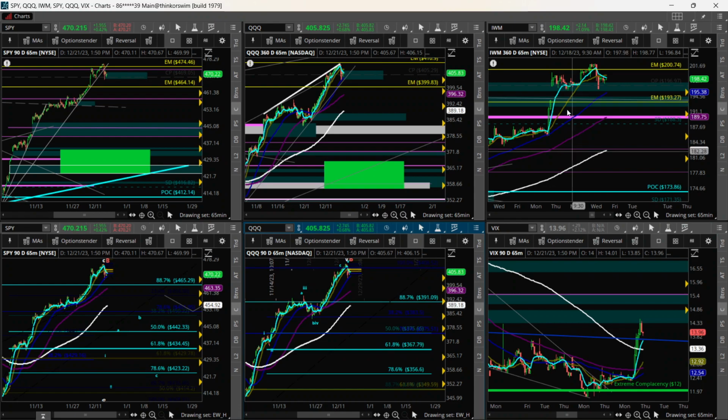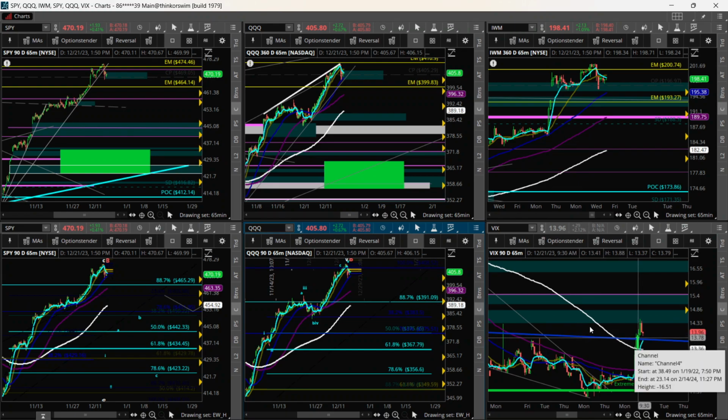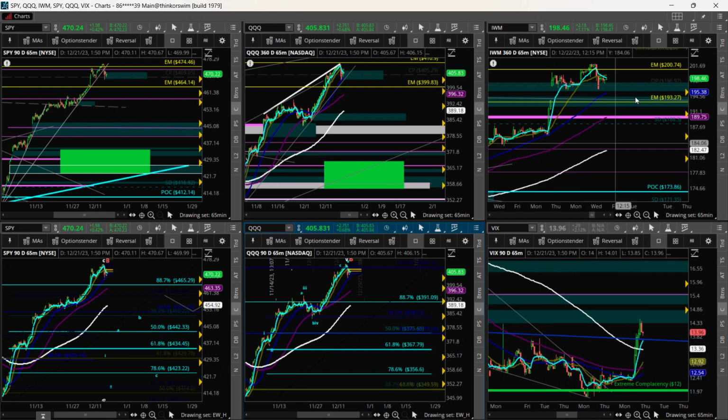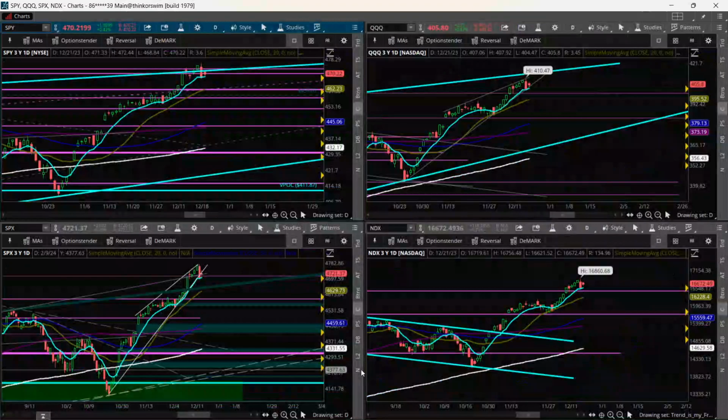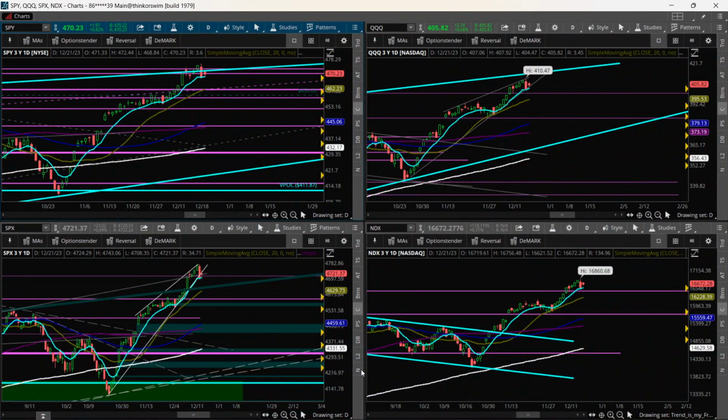So I keep IWM, just an eye on that, and I like to keep an eye on the VIX. As the VIX started to break out, we knew that would affect the market, and so that's why we're looking at that. So we have, let's see what else, another screen here on my other screen. So this is all still the same setup that I start my morning off.